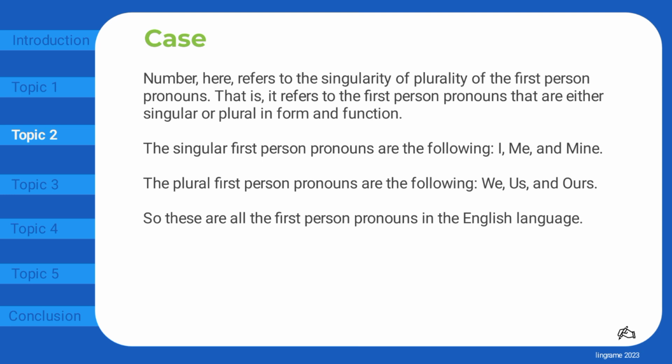Number. Number, here, refers to the singularity or plurality of the first-person pronouns. That is, it refers to the first-person pronouns that are either singular or plural in form and function. The singular first-person pronouns are the following: I, me, and mine. The plural first-person pronouns are the following: we, us, and ours. So these are all the first-person pronouns in the English language.